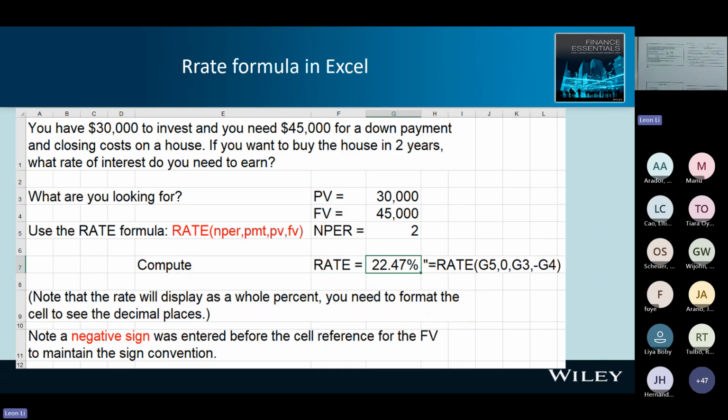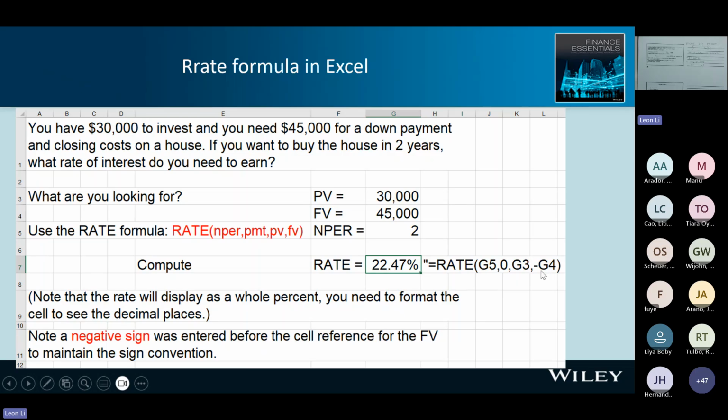All right. Then you can see I use the rate formula in Excel. So the rate formula is here. Given PV, FV, and the number of periods, we have the rate. But here I need to make a note about the sign, the negative sign. So we add the negative sign for the FV. So you can see FV with a negative sign.